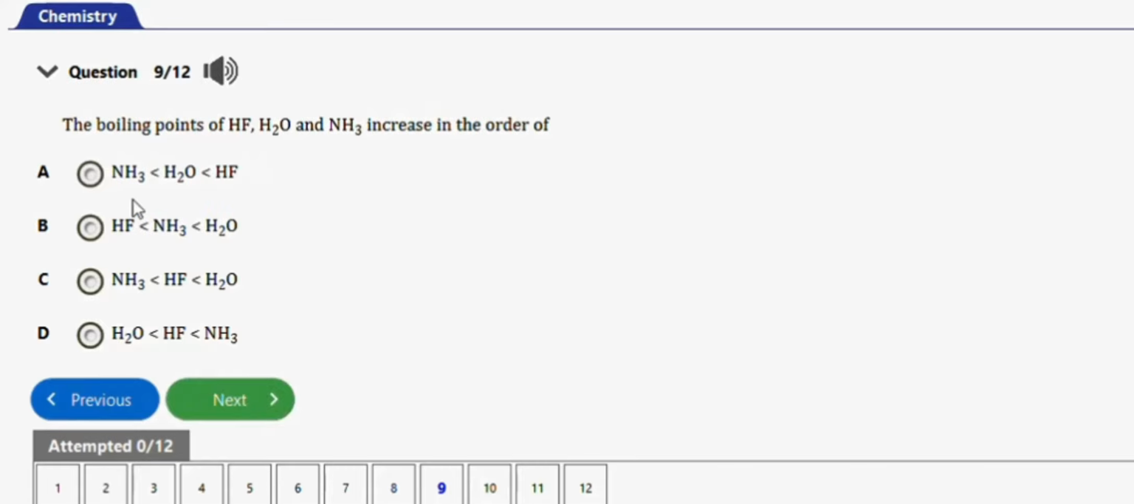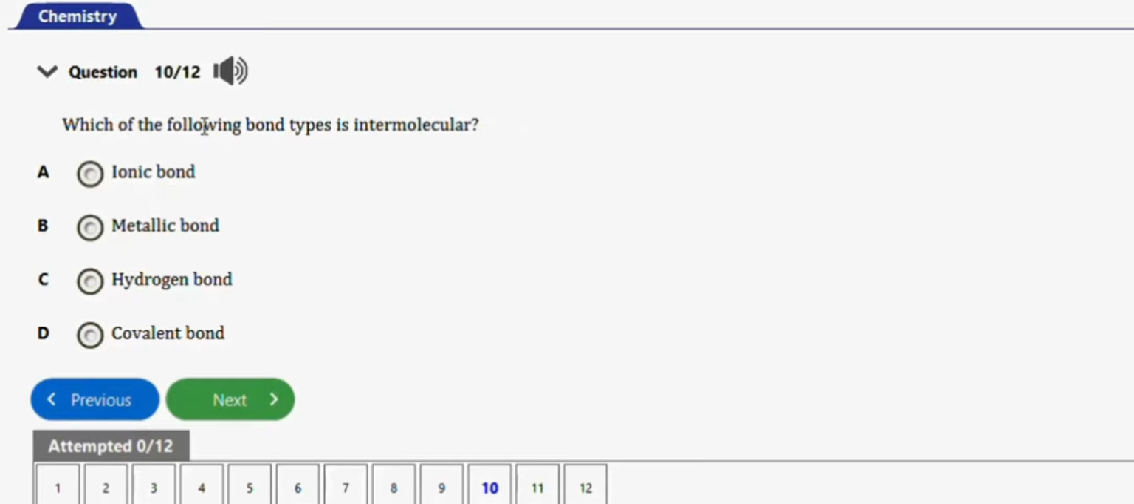It says the boiling points of hydrogen fluoride, water, and ammonia increase in the order of, the right answer to this question is option C. Ammonia is less than hydrogen fluoride and the boiling point of hydrogen fluoride is less than water. So this shows that water has the highest boiling point here. The next repeated question will be this one.